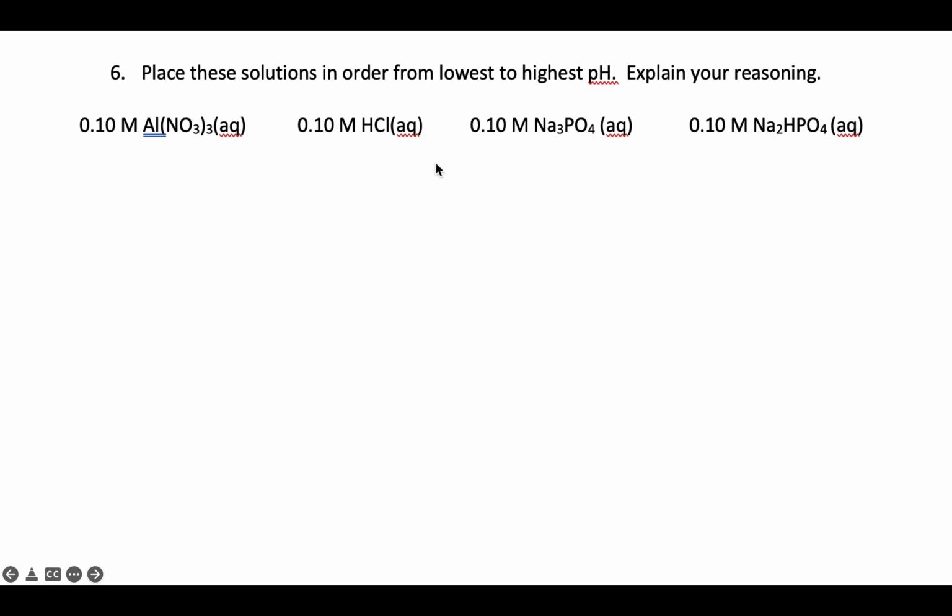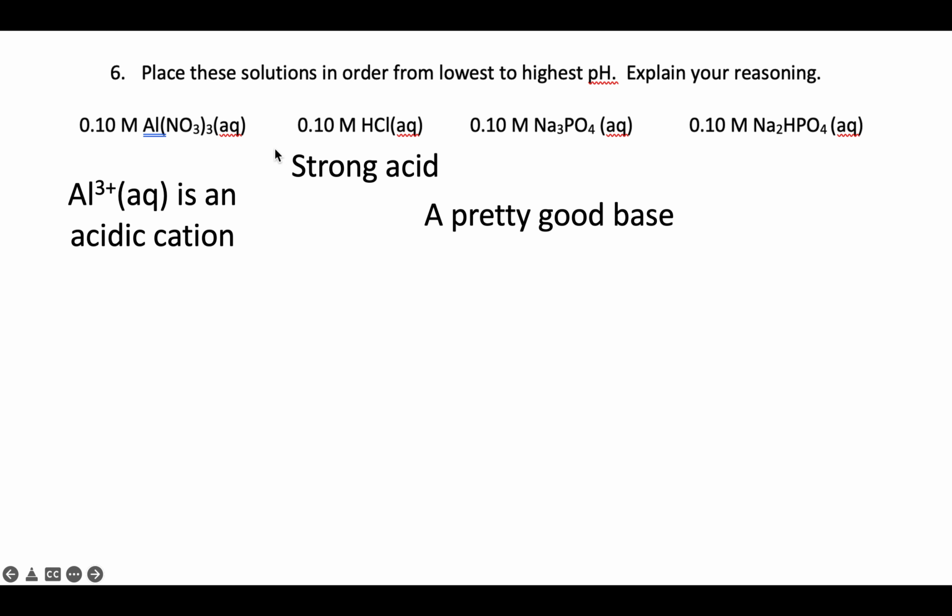Within this one, we're looking at how we can have potentially cations and anions contribute to the pH for a salt. As I look at this, we have a strong acid and we have the PO4 3-, which is going to be a pretty good base, so I can easily place these two from the lowest to the highest pH. As I look at the others, I see aluminum 3+, which is going to be an acidic cation. Nitrate's not going to contribute.